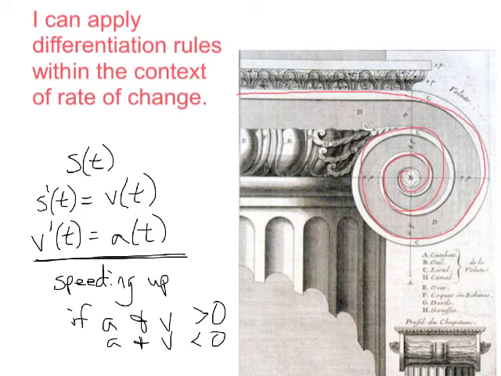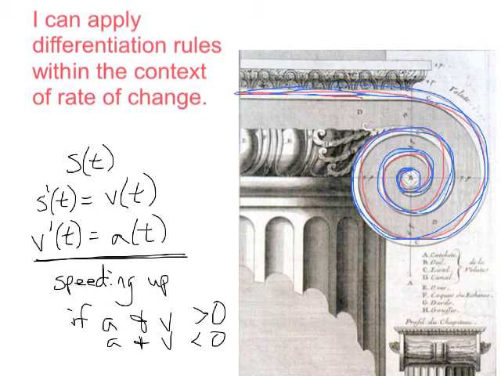The answer to the trivia question is: the scroll shown here is found very frequently at the top of some columns, and the most common type of column you'll see this at the top of is the ionic order, I-O-N-I-C, ionic order of Greek architecture.